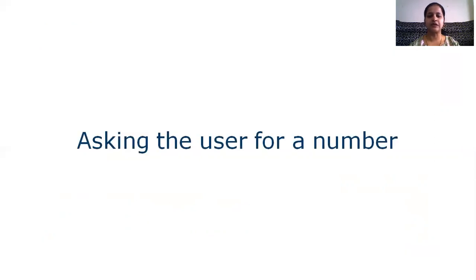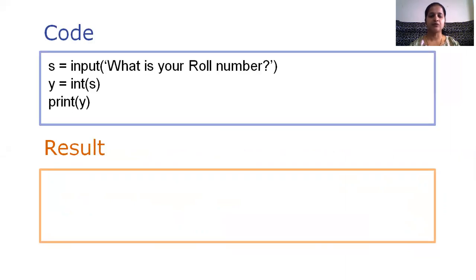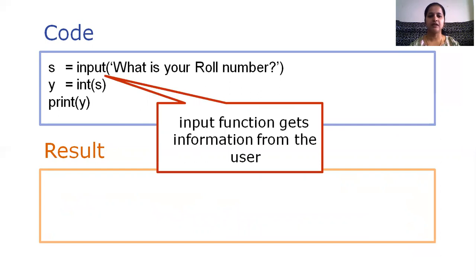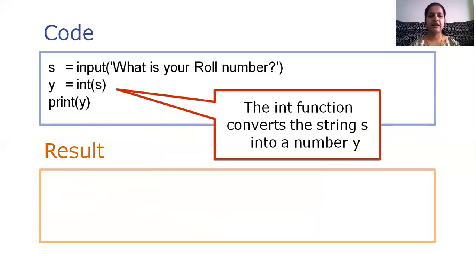Asking the user for a number. Now, just now I have told that whatever we enter will be in the form of a string. Now, if I want a number, then what do I need to do? So here, the input function gets information from the user. That will be stored in the s. And the int function converts the string s into a number and that number will be stored into the y.